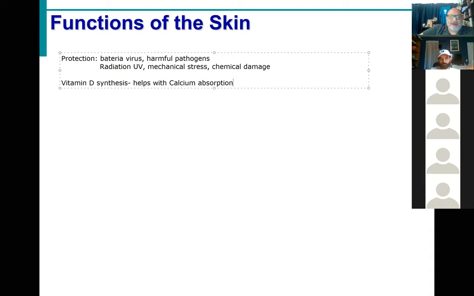Almost all milks now have vitamin D fortified in them. Even orange juices and other things like that have vitamin D in them to make sure that you're getting enough to get the calcium that you need.